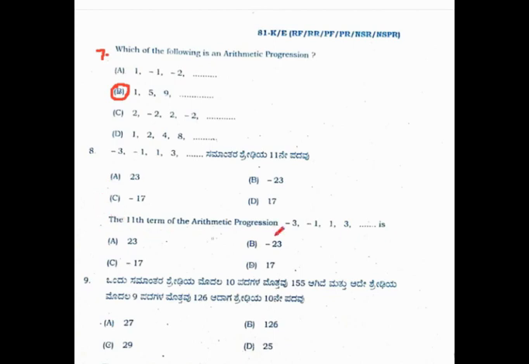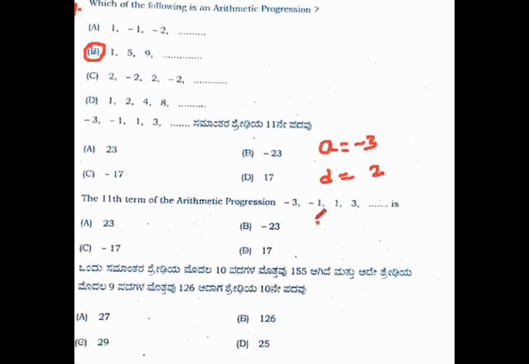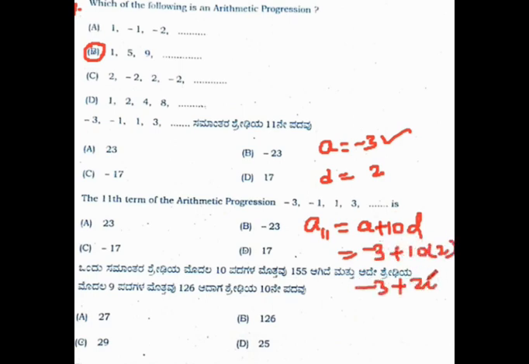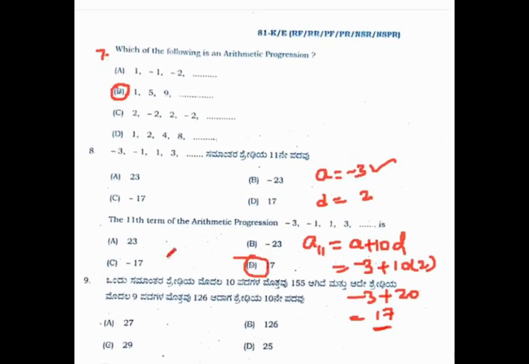Eighth question, find the 11th term of the arithmetic progression minus 3, minus 1, 1, 3, and so on. Here a is minus 3 and d is plus 2 because minus 1 minus of minus 3 is plus 2. We know the formula for 11th term, which is nothing but a plus 10d. We replace the value of a as minus 3 and d value with 2. Minus 3 plus 20, 10 2s are 20, which is nothing but 17. Correct option for 8th question is D.